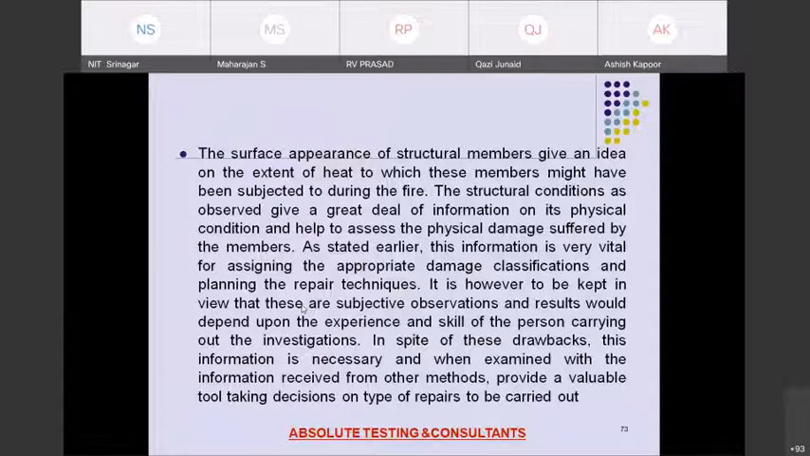It is, however, to be kept in view that these are subjective observations, and results would depend on the experience and skill of the person carrying out the investigation. In spite of these drawbacks, this information is necessary, and when examined with the information received from other methods, provides a valuable tool for taking a decision on the type of repair to be carried out.